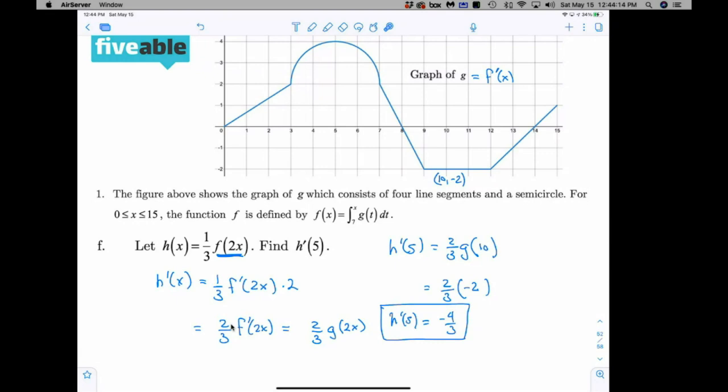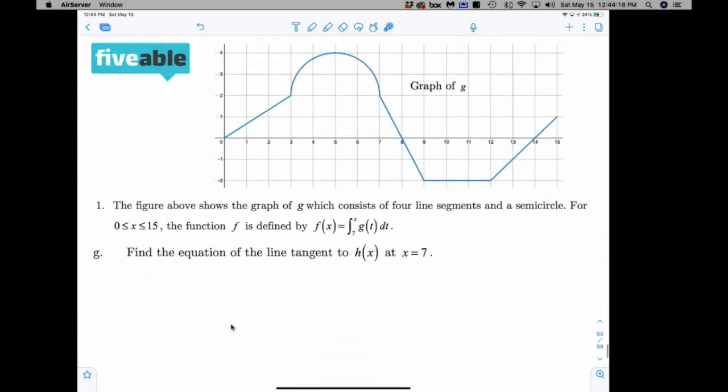So the next example actually takes this function, this 1/3 f of 2x, and asks another question. Okay, so let's just remember that h of x equals 1/3 f of 2x. And now in this one, they're asking us to find the equation of the line that is tangent to h at x equals 7. My students have been programmed to always start this by writing down the point slope form of the equation. They know they're looking for 3 blanks.